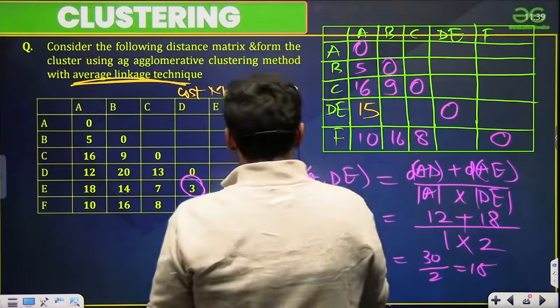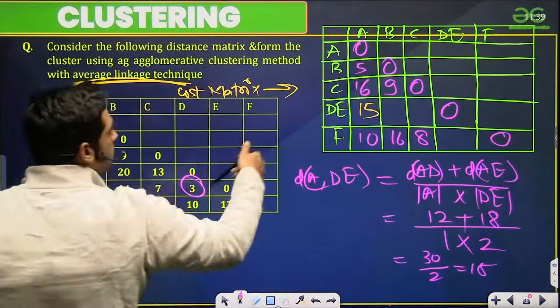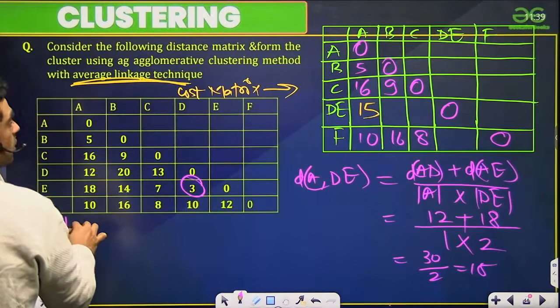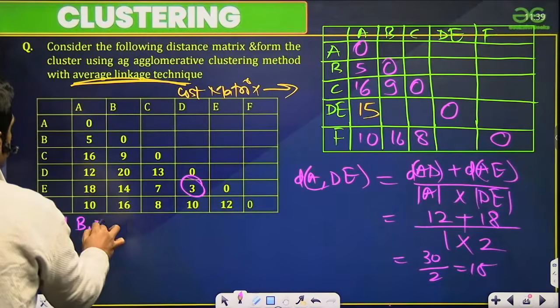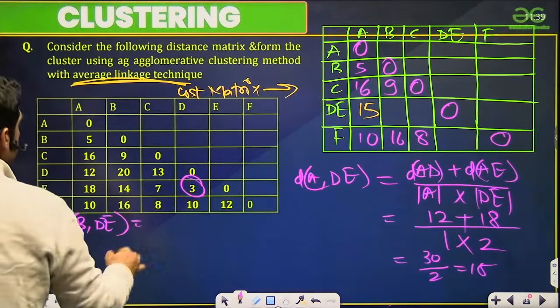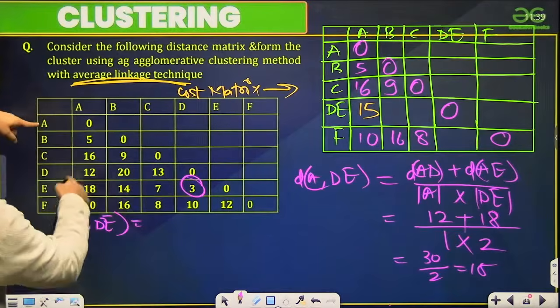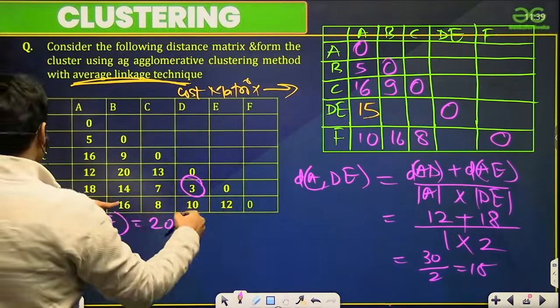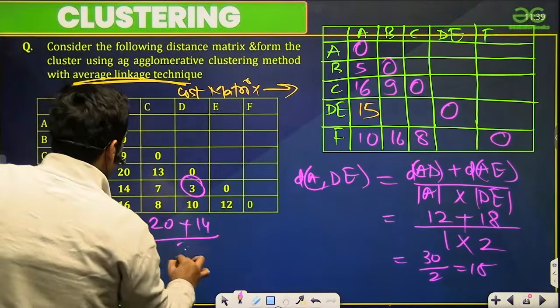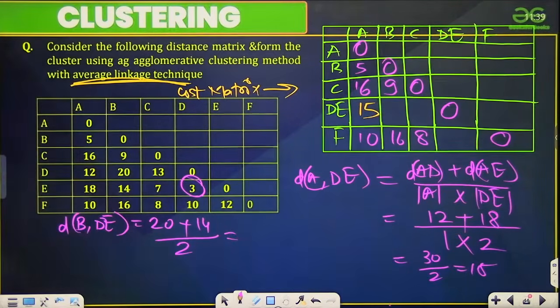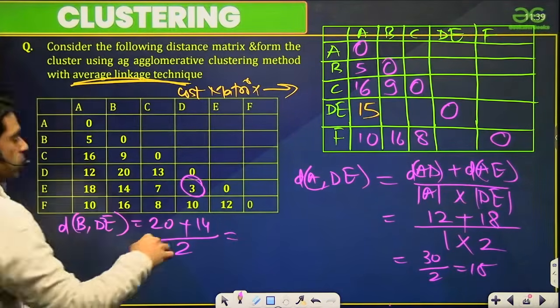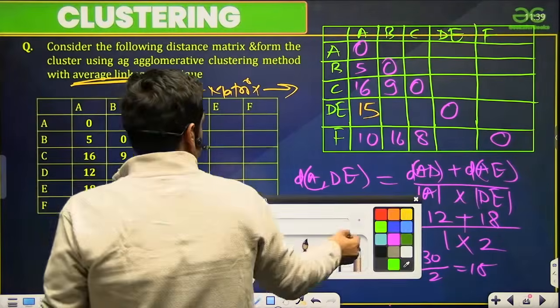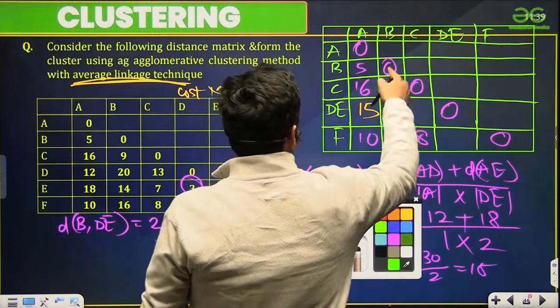अब distance we have to calculate from B to DE. Distance of B from cluster DE, that is BD plus BE. So what is BD? BD is 20. What is BE? BE is 14. Divided by 2, कितना आ जाएगा? So this would be 17. So here I would be writing 17.